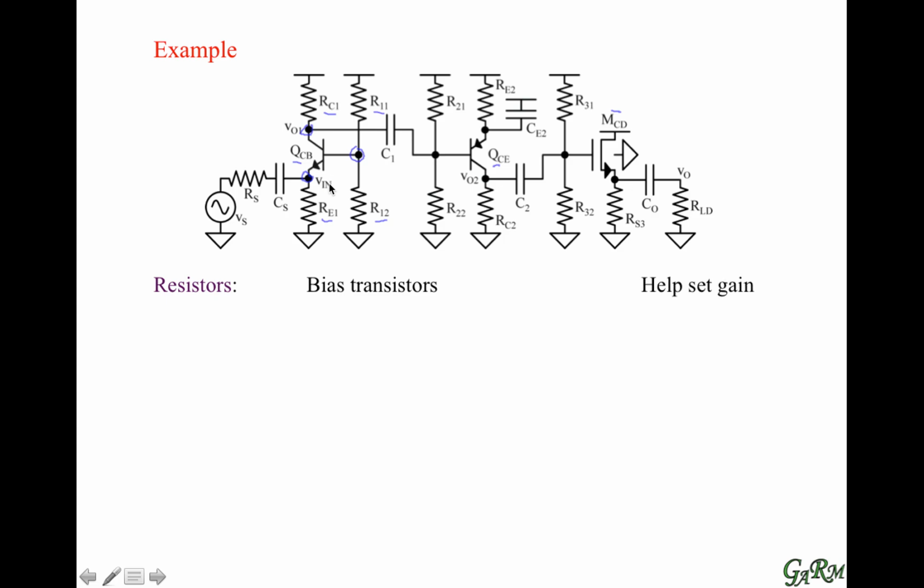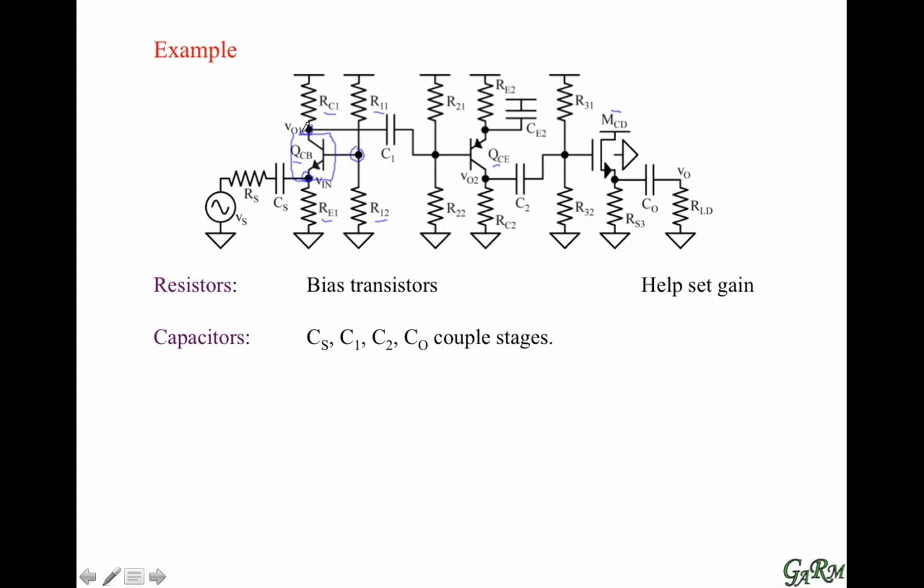These resistors will ultimately also help set the gain, because across this transistor here we can replace it with its equivalent two-port network because it's a gain, and the resistors will then load the input and the output, and they will therefore help set the gain.